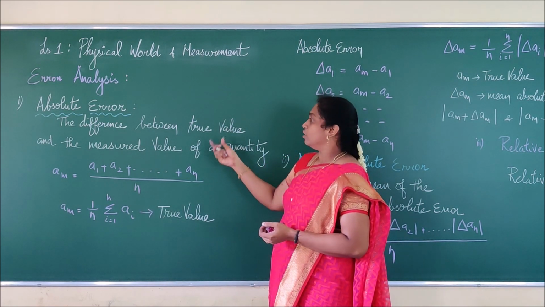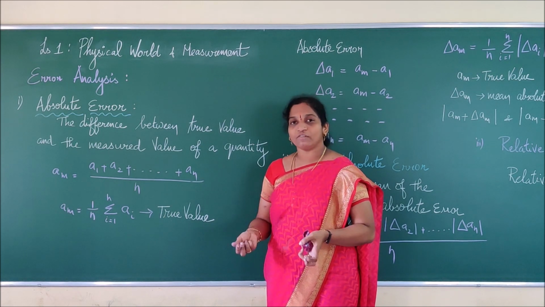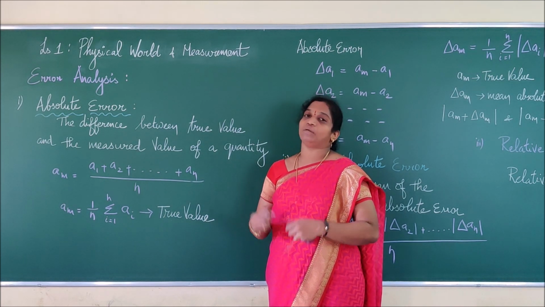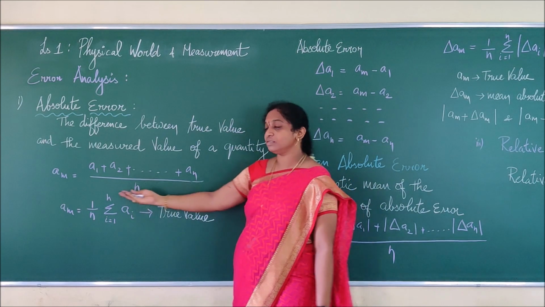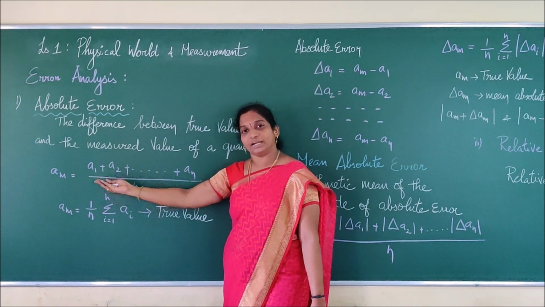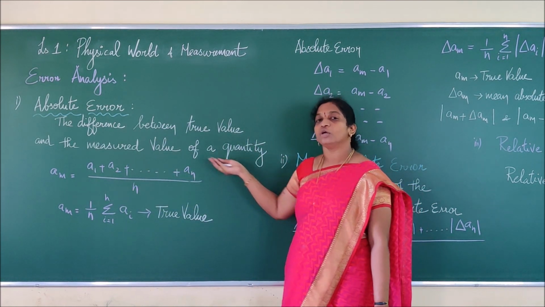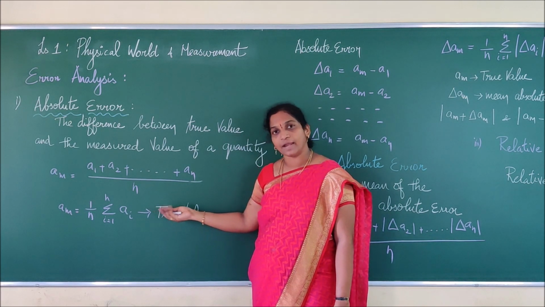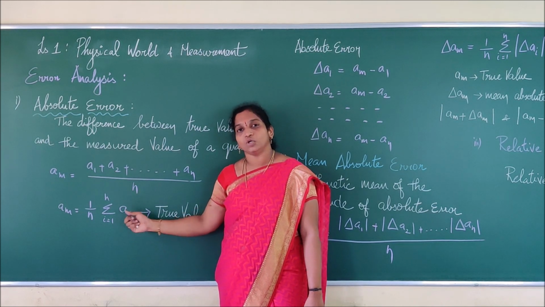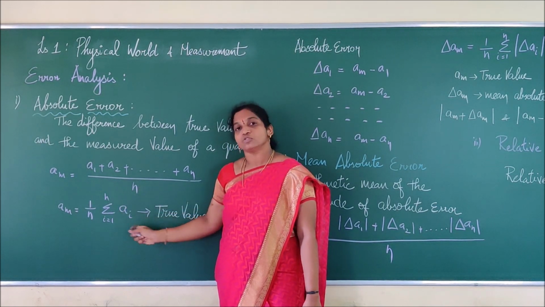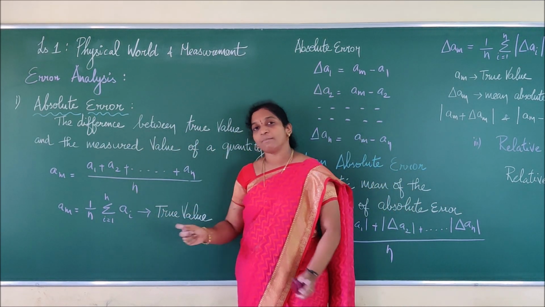We already studied how to get a true value. We take 2 to 3 readings, and then the true value is the arithmetic mean of all the measured values. How to express the arithmetic mean? AM is equal to the summation of all the measured values divided by the number of values, represented as 1 by n summation of i equals 1 to n of ai. This value gives us a true value from our measured values.